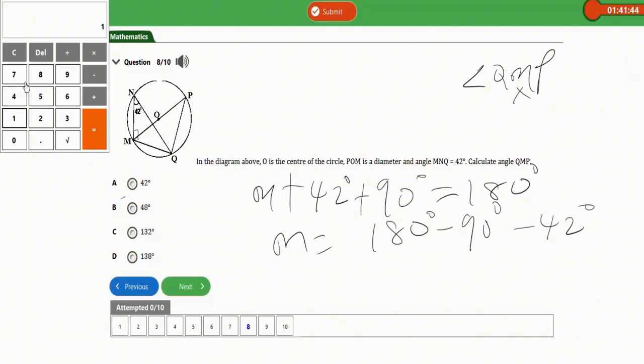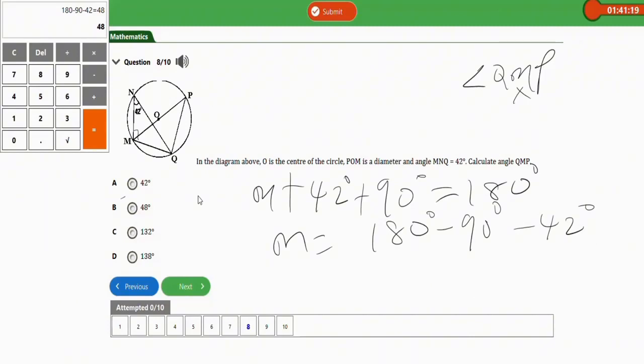So we have 180 degrees minus 90 minus 42. We have the output to be 48 degrees. So the correct option to this question is option B, 48 degrees. As simple as this. This is basically how you can solve this kind of problems under circle geometry.